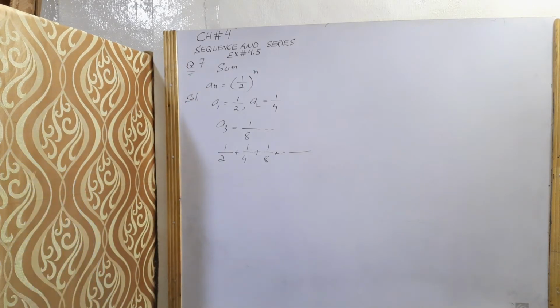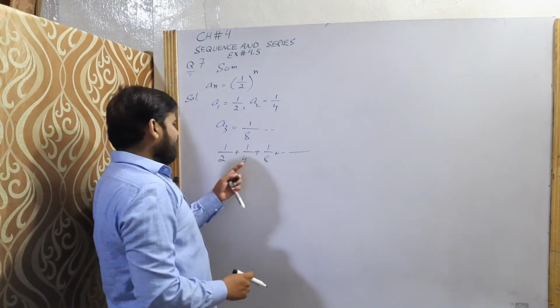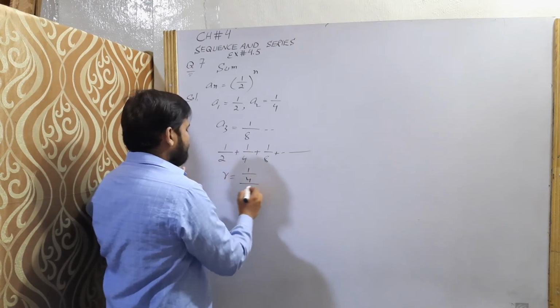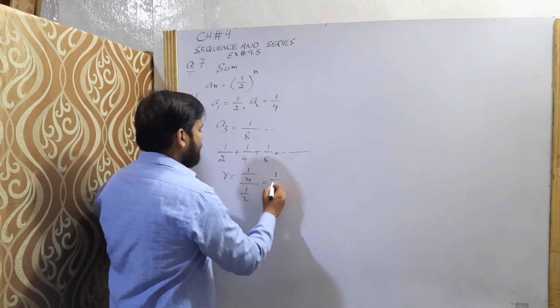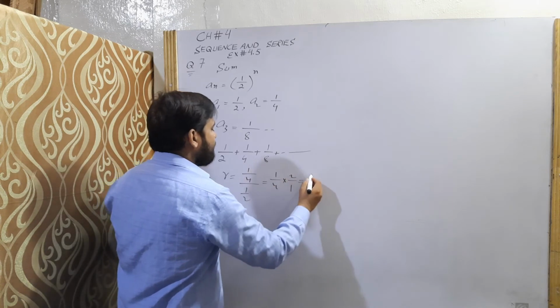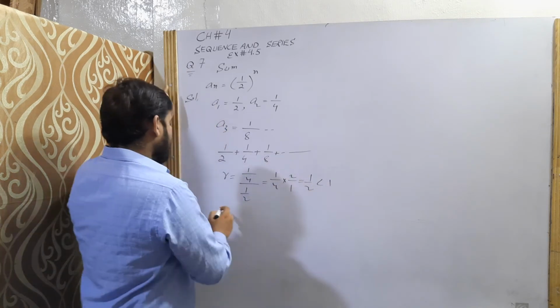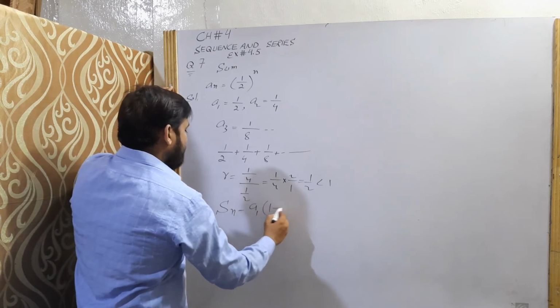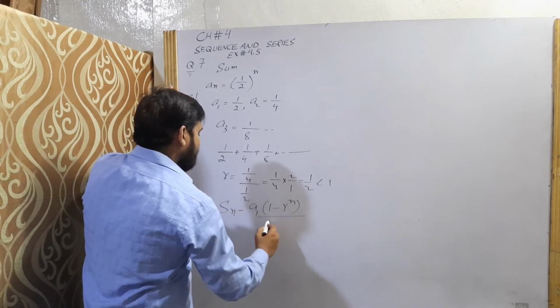So simple. The common ratio in this case is less than 1, because if we divide 1/4 by 1/2, the common ratio is equal to 1/4 multiplied by 2/1. This is 1/2, which is less than 1. So the summation formula in this case is Sn = a1(1 - r^n) divided by (1 - r).